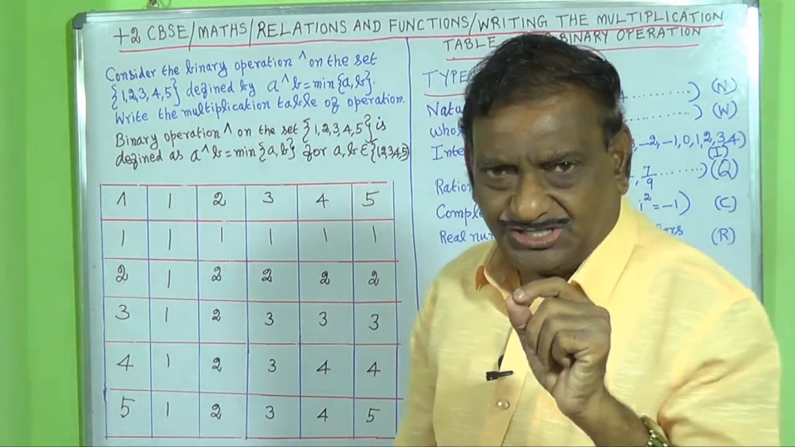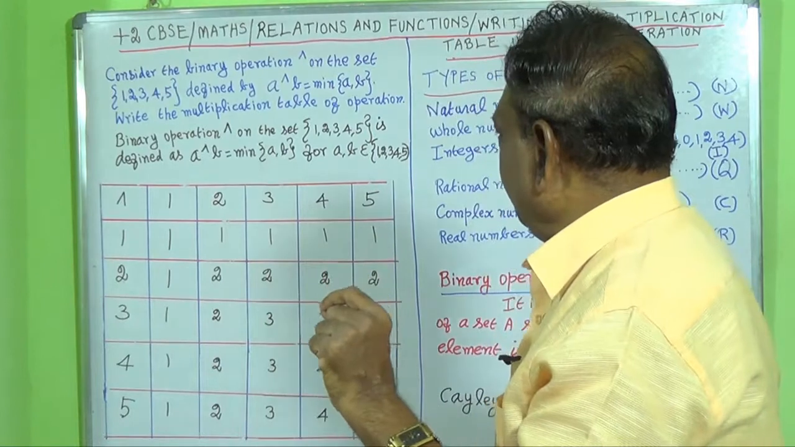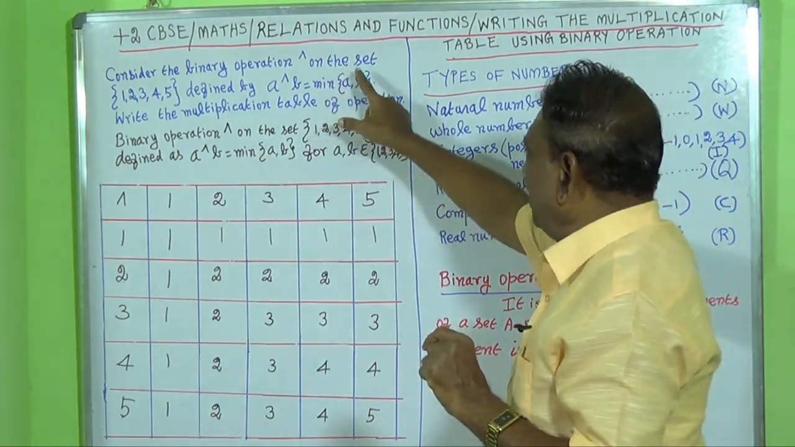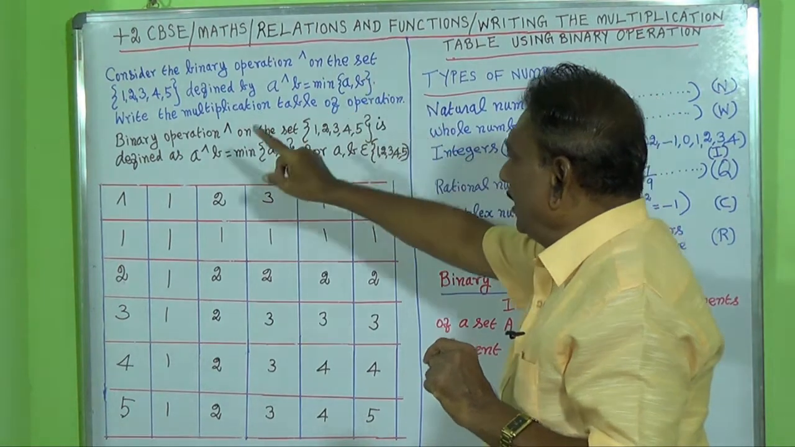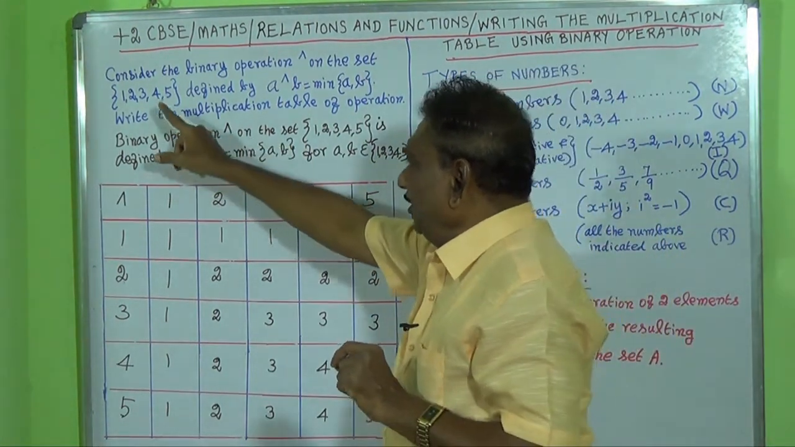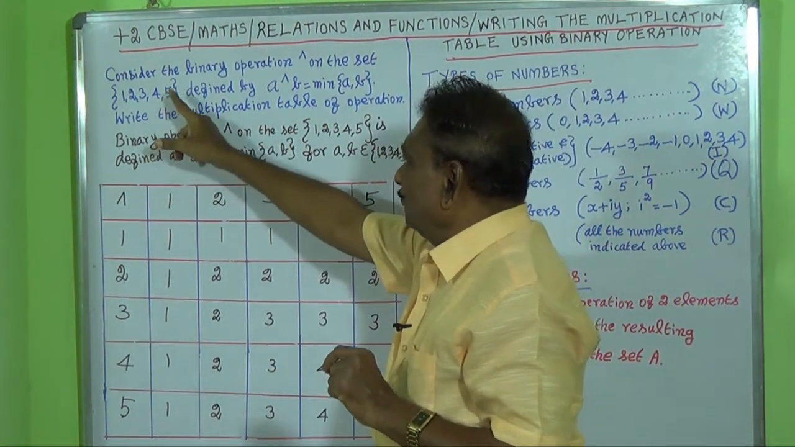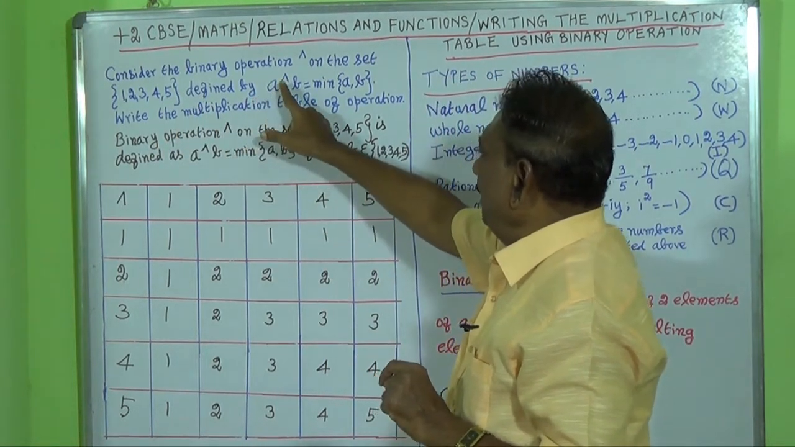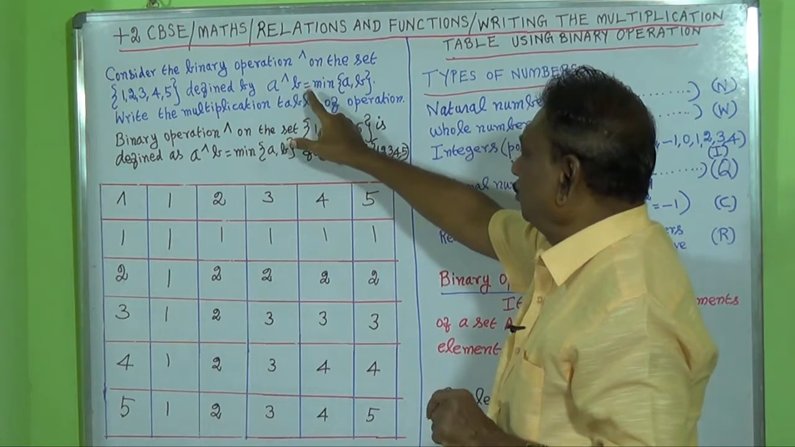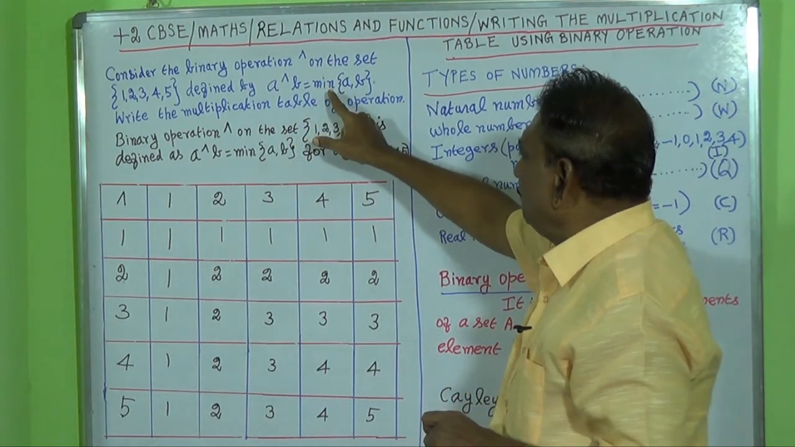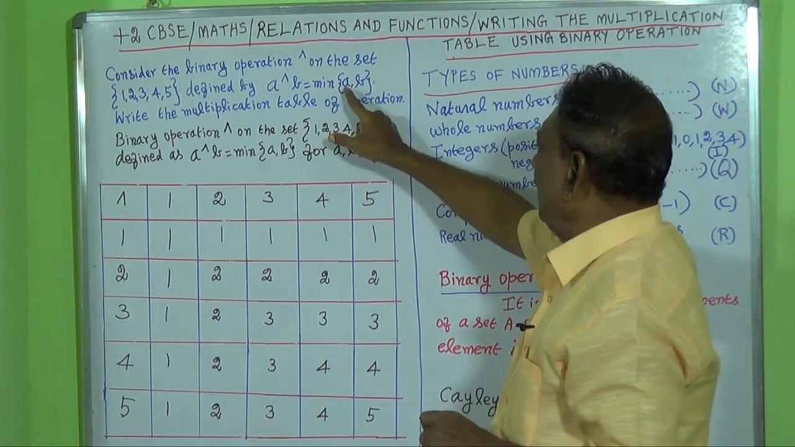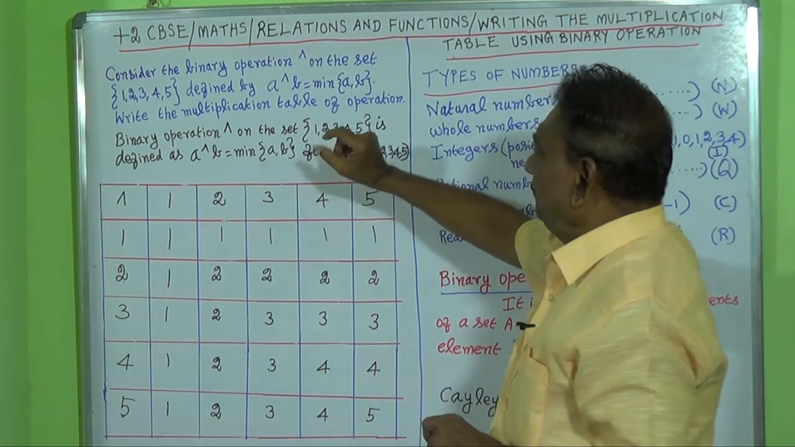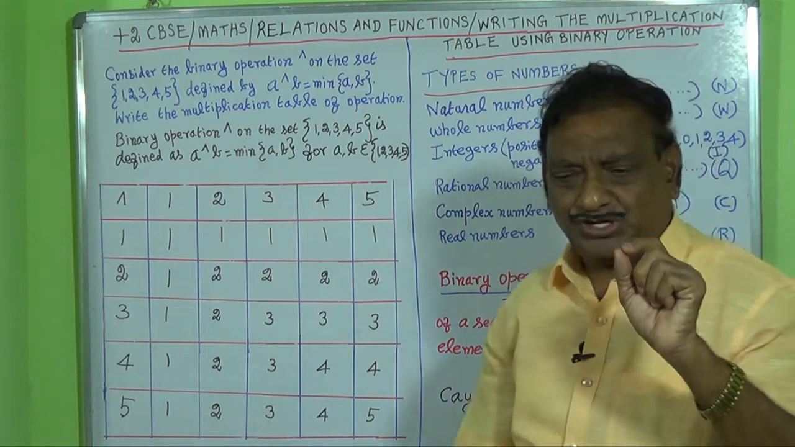The question is, consider the binary operation on the set 1, 2, 3, 4, 5 defined by A binary operator B equal to minimum of the set A comma B. Write the multiplication table of the operation.